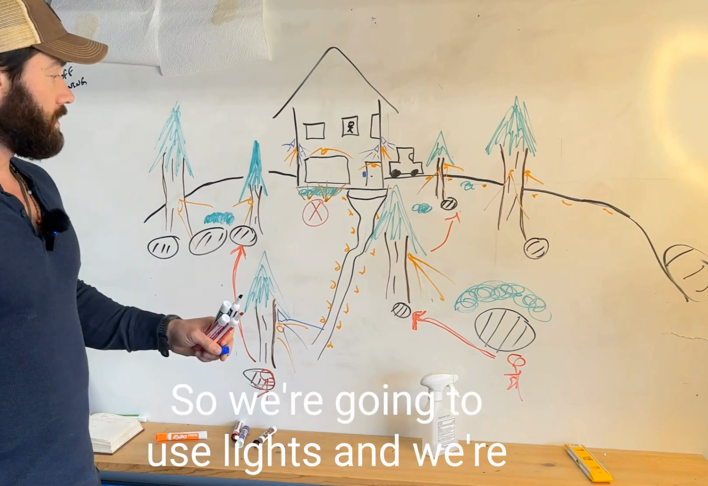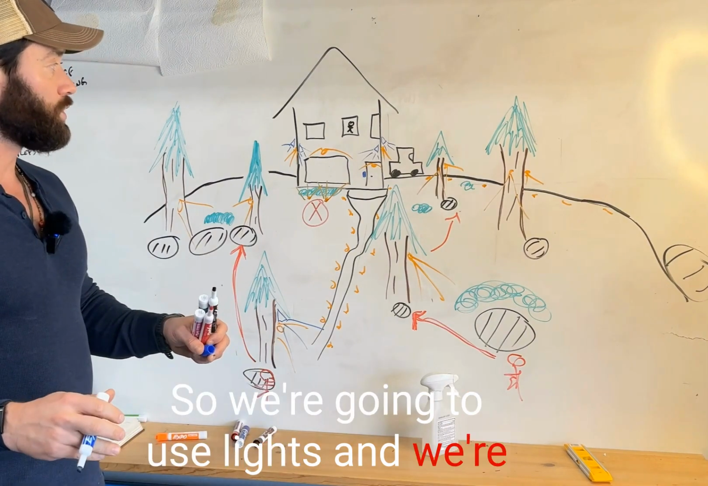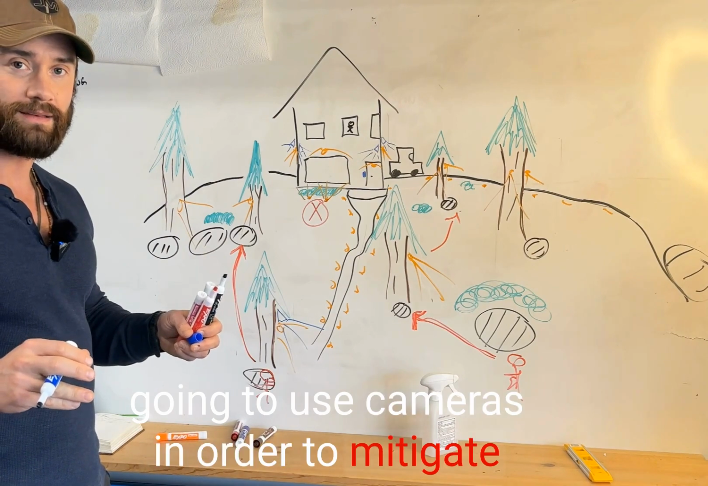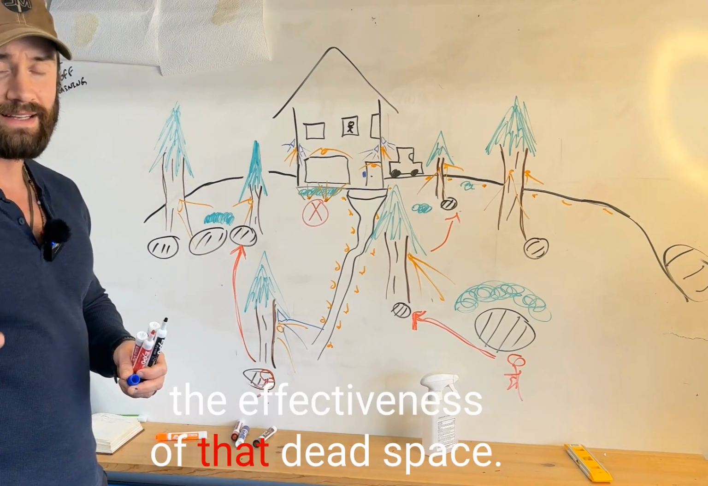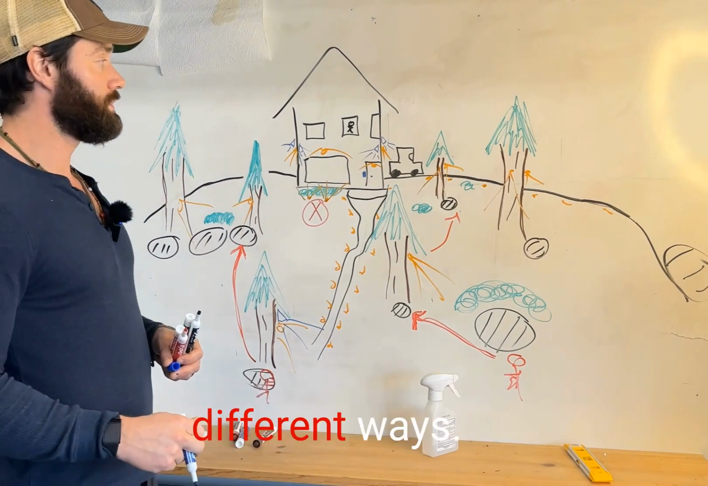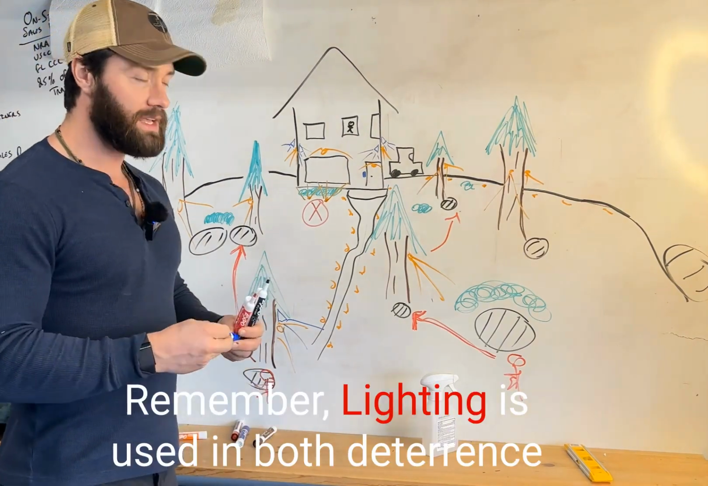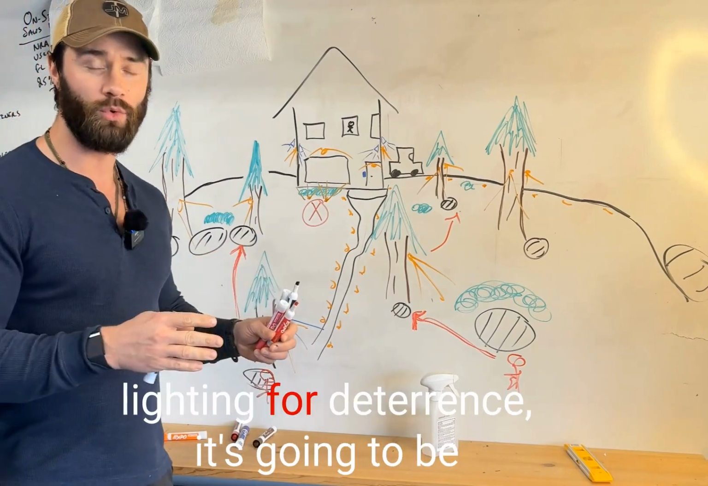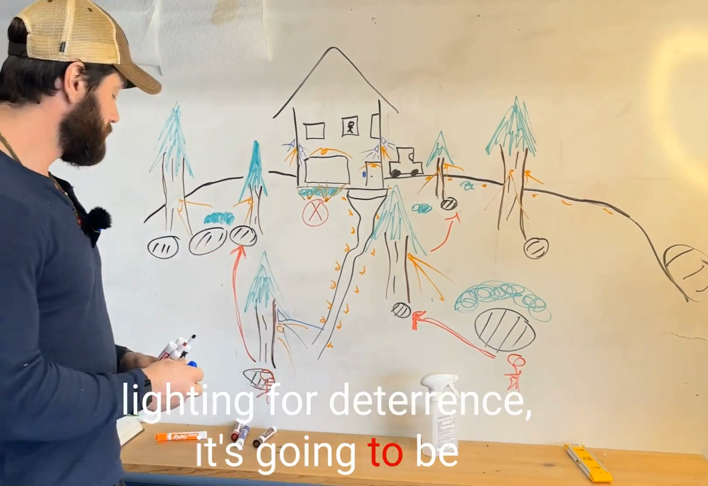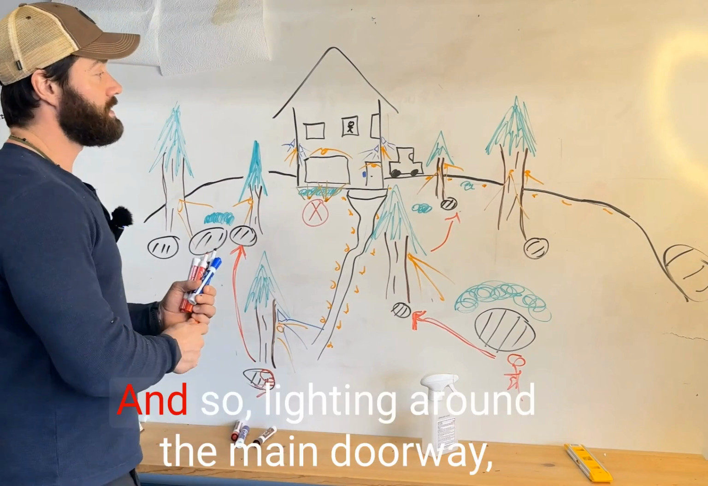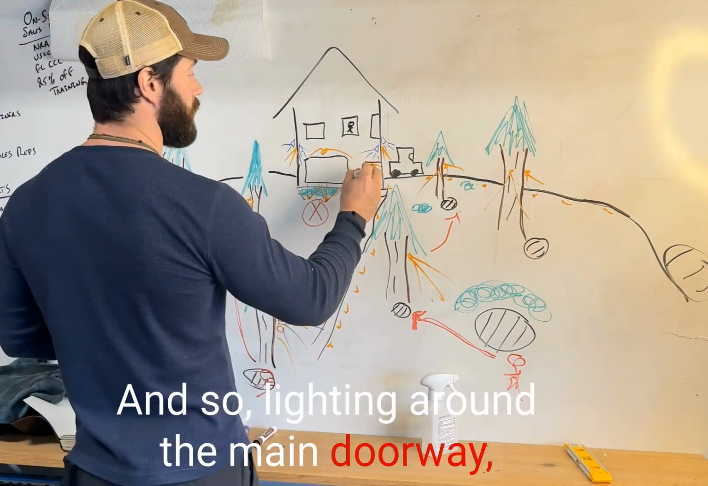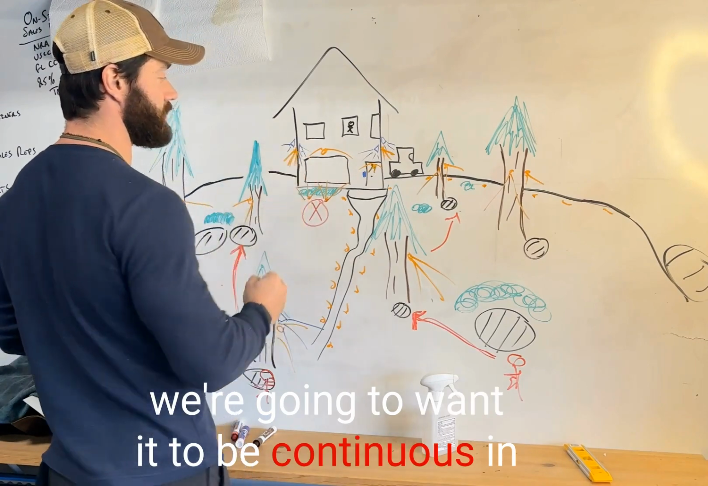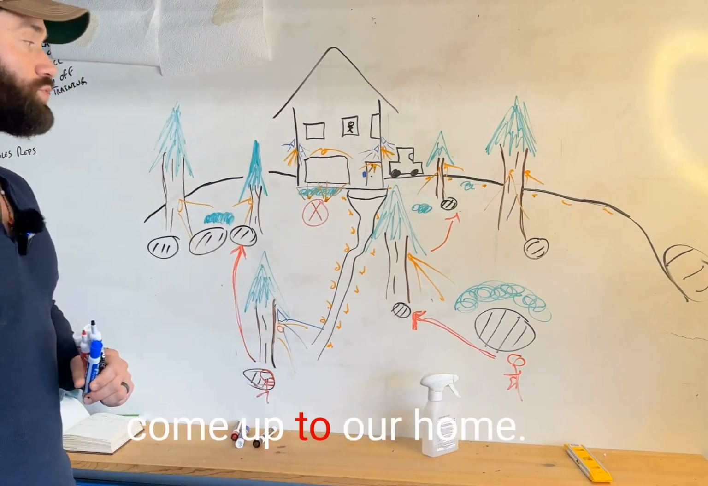So we're going to use lights and we're going to use cameras in order to mitigate the effectiveness of that dead space. And we do this a couple of different ways. Remember, lighting is used in both deterrence and detection, but when we're using lighting for deterrence, it's going to be continuous lighting. And so lighting around the main doorway, lighting around the vehicle, this stuff we're going to want to be continuous in order to deter criminals from wanting to come up to our home.